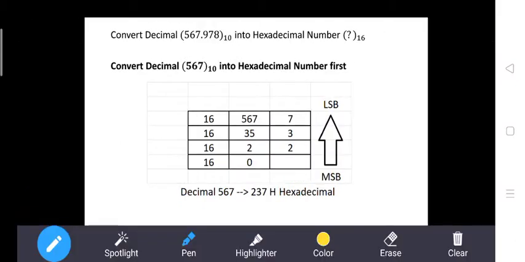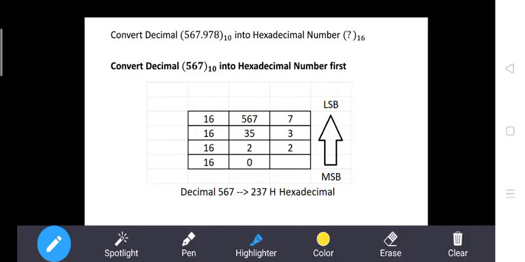Next, I take a floating number, 567.978. I convert this floating decimal into a floating hexadecimal number. If you recall our previous lecture, while converting floating decimal into floating binary, first I take the complete number and convert it into binary, then I take the floating part and convert it into binary. In the same manner, for decimal to hexadecimal conversion, I first take 567 and convert it into hexadecimal, then I take the floating part 0.978 and convert it into the hexadecimal part.